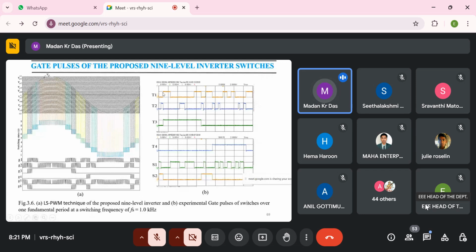For the fundamental switching frequency we have used this. This is T1, this is T2, this is T3, this is T4, this is T5, this is T6. T5, T6 means S1 and S2. Both are the bidirectional switches. And in this inverter we have used a 1.0 switching frequency for the experimental result.